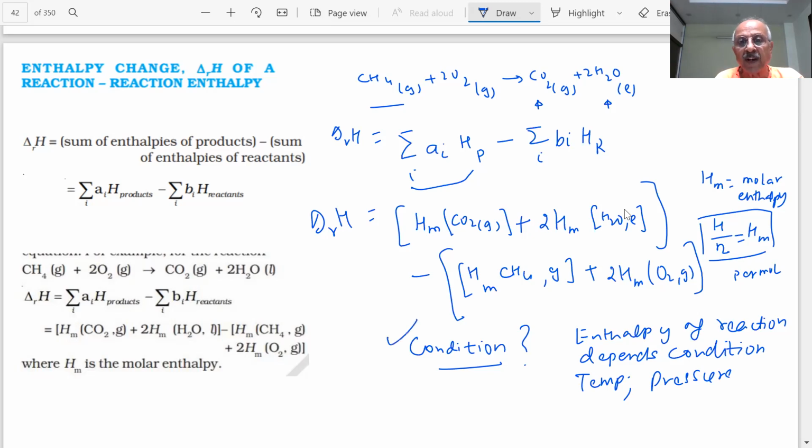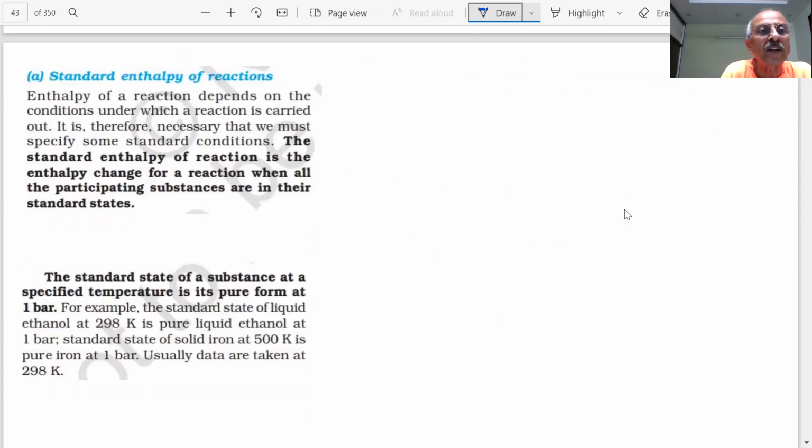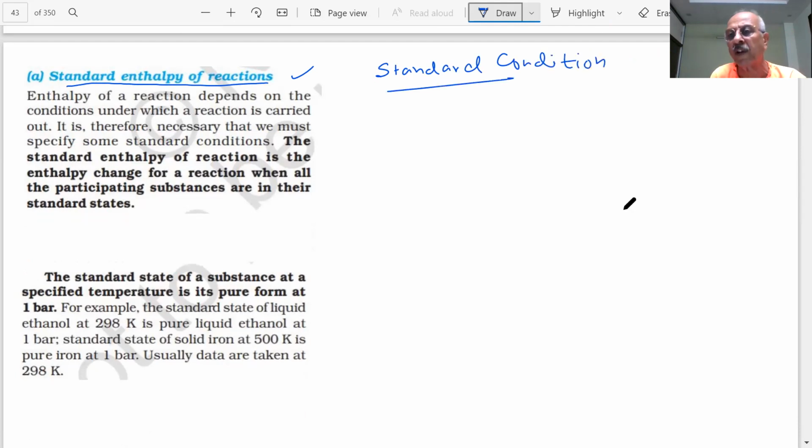Therefore, it becomes important that when we use certain values, we must use some standard value. What is a standard value? Under the same conditions, the values will be the same. Therefore, it becomes necessary to define the standard enthalpy of the reaction. I will mention the conditions which are required for standard conditions.